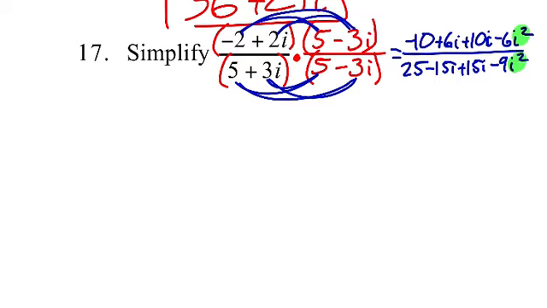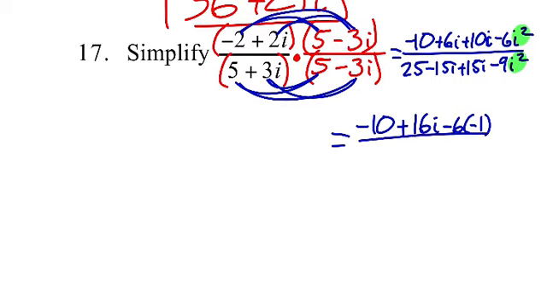On top, I'm going to simplify that out. There's nothing like the negative 10 at the moment, so we're going to leave that. We've got 6i plus 10i, which gives us plus 16i. And as I was saying, we're going to pay attention to that i squared. So it's really negative 6 times negative 1. I squared by definition is negative 1.